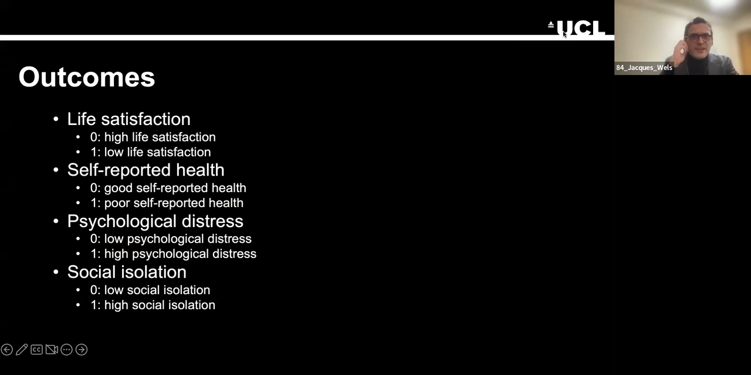I repeat that each study is analyzed separately on each data set. We have 4 outcomes of interest that we have coded on a binary basis: life satisfaction, high versus low; self-reported health, good versus poor; psychological distress, low versus high; and social isolation, low versus high. So 0 is good, 1 is bad, if you want to remember how to interpret the coefficients. Of course, the standardization of those variables was a bit complex because questions were not exactly asked the same way and modalities were not exactly the same across studies. I'm not going into details about that, but we have homogenized that as we did in the previous studies that I mentioned.